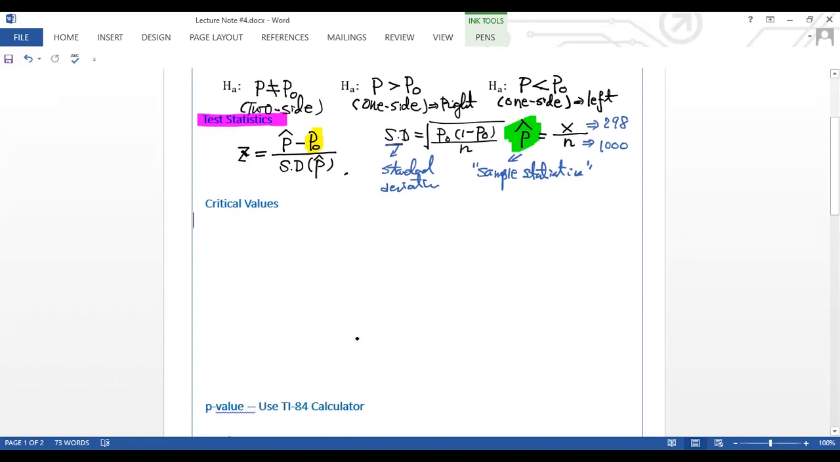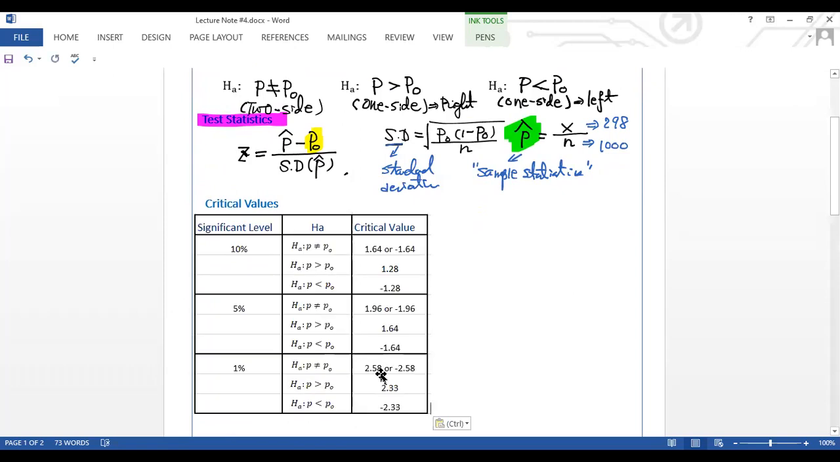So what are the critical values here? Let me give you a table. This table will tell you the critical value I'm going to use. Right now I'm just going to provide you this table, and in the next unit, when we talk about the normal distribution, we will go a little bit deeper so you will understand where those numbers come from.